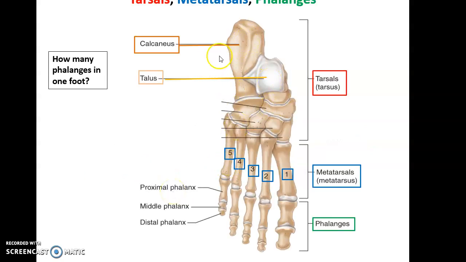Again, calcaneus, talus, tarsals. Then we have the 5 metatarsals, 1, 2, 3, 4, 5. Again, one starts where the great toe, the big toe of the foot, is. Then we have the phalanges, and again, they're also numbered and named. So we have proximal phalanx 5, middle phalanx 5, distal phalanx 5, proximal phalanx 1, distal phalanx 1. Again, only 2 phalanges in the great toe. How many phalanges on one foot? 14. And that is it for this part of the lecture.